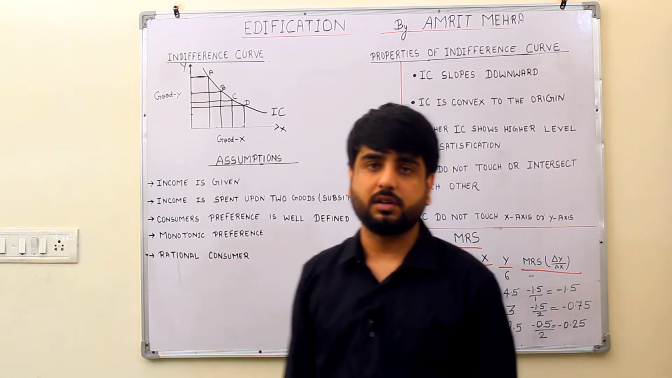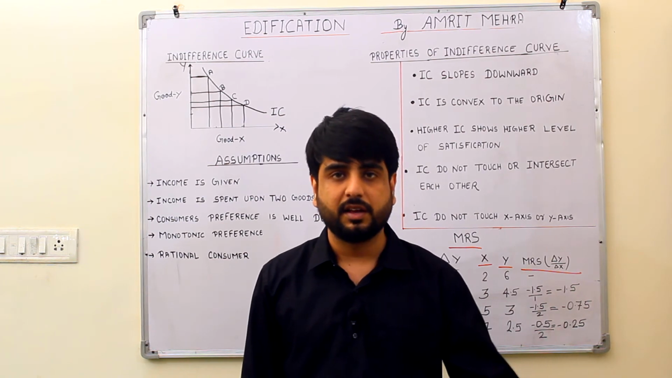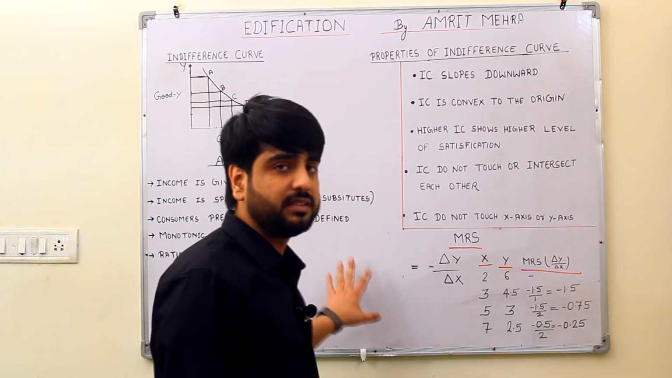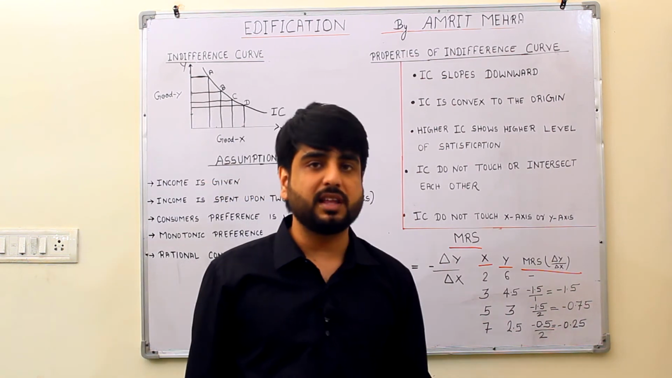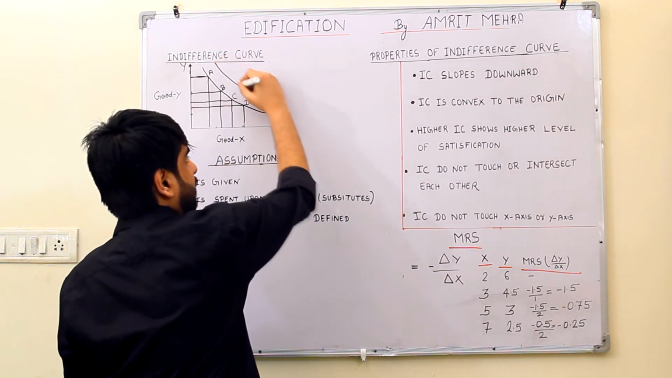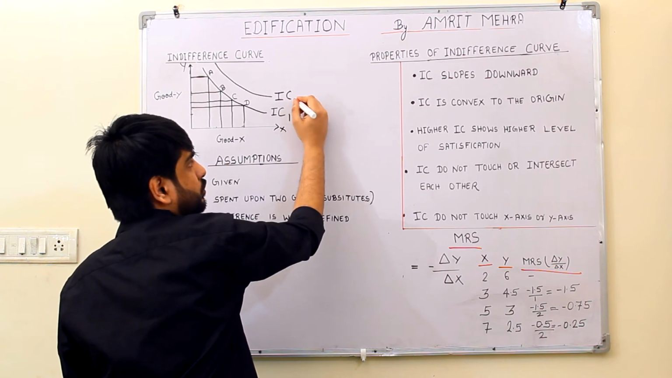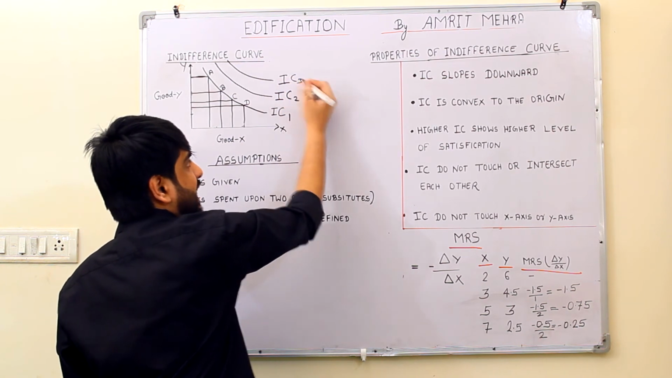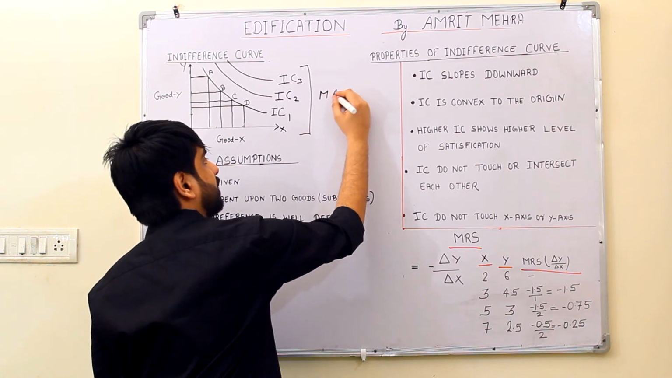Fifth, rational consumer. A rational consumer is the consumer who tries to maximize his utility for the amount that he is spending. Now, according to these assumptions, we made this IC, but the important thing is, if we plot more than one IC, let's say apart from IC1, I also choose to make IC2 and IC3, then it can also be called an IC map.